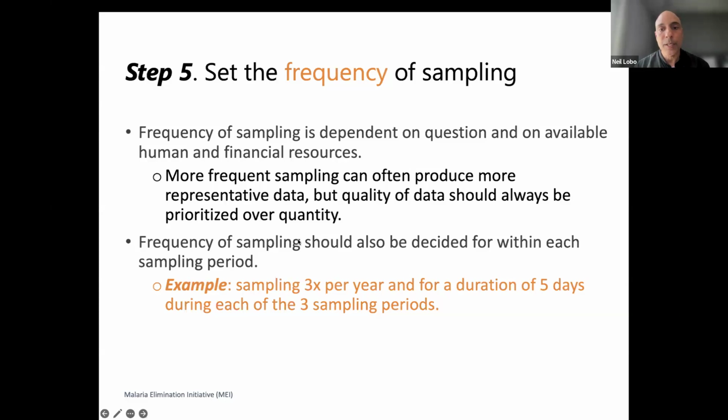The frequency of sampling should also be decided for within each sampling period, of course. For example, we selected houses as a sampling unit. Do we go back to these structures every month? How many of those structures each month? And for each time we go back every month, how many days do we collect data, right? So all this factors into your sampling size and how we actually collect the data.